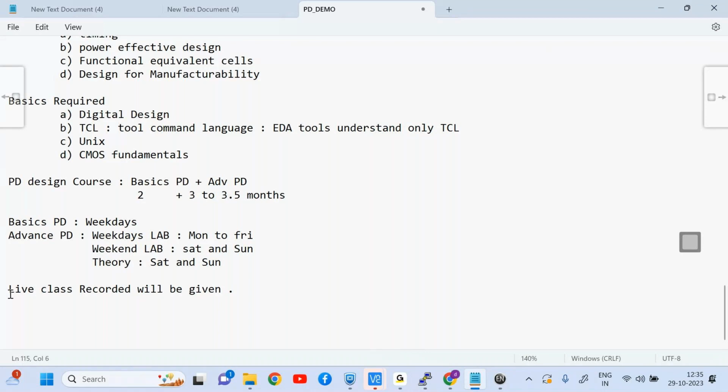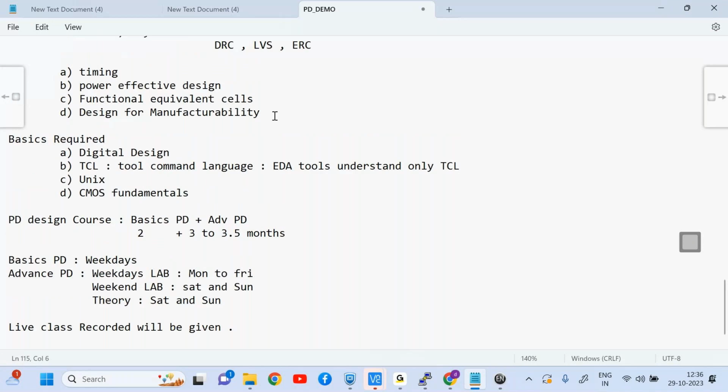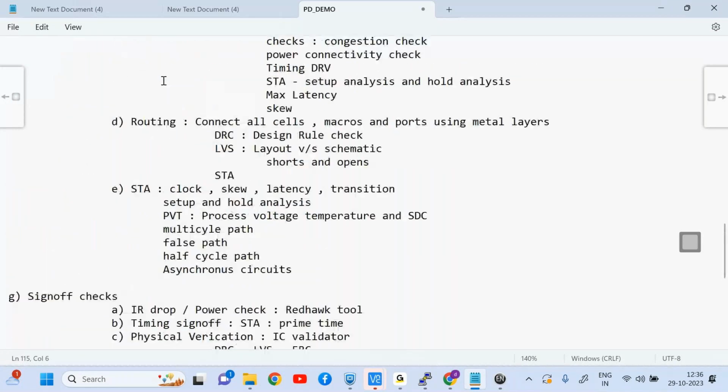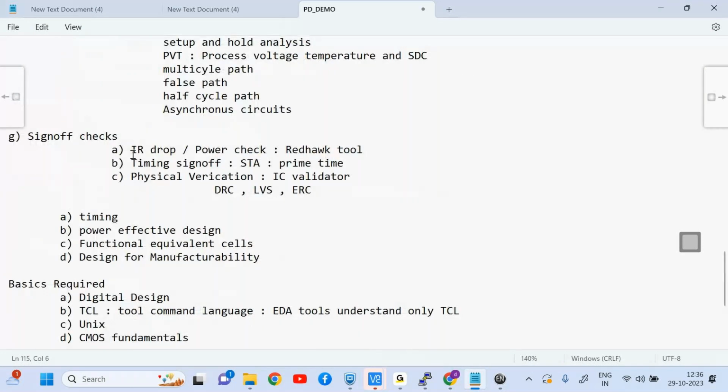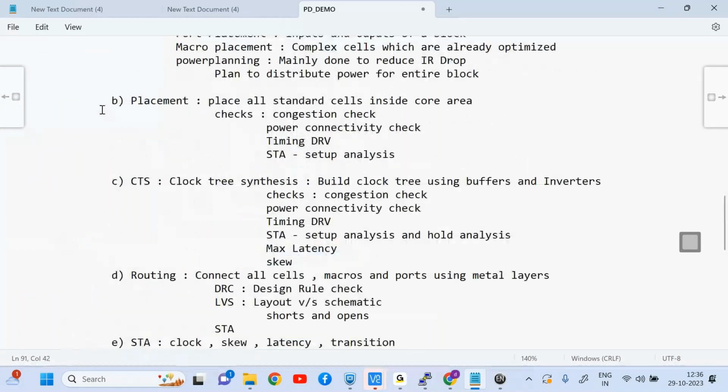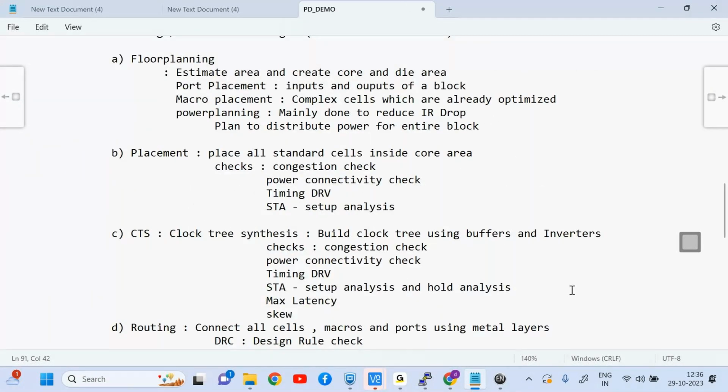Everything will be hands-on. Nothing is done on theory. Whatever we have mentioned here, except the Redhawk tool, is hands-on. We don't have the Redhawk tool for hands-on. Except this, everything will be hands-on. We will give two projects. One project will be done with the help of a mentor. Another project you can do on your own.